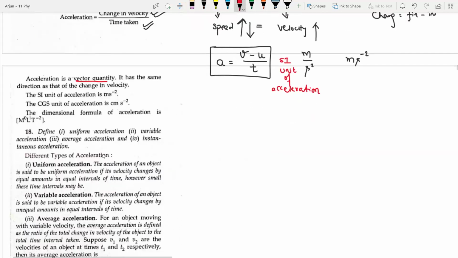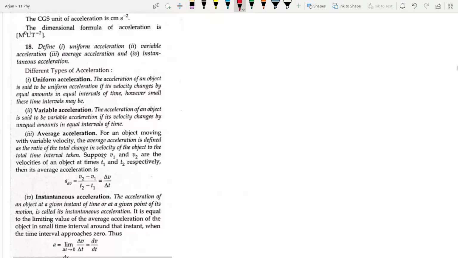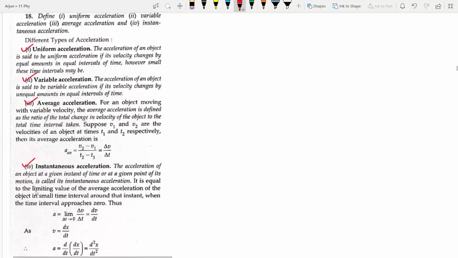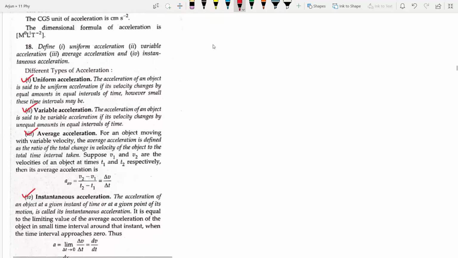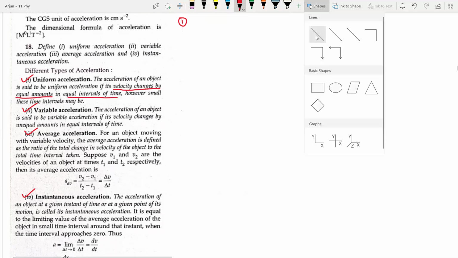Next concept. There are types of acceleration: uniform acceleration, variable acceleration, average acceleration, and instantaneous acceleration. Let us see what these different types of acceleration are. Let us go with number one, uniform acceleration. We can say an object is moving with uniform acceleration if its velocity changes by equal amounts in equal intervals of time.